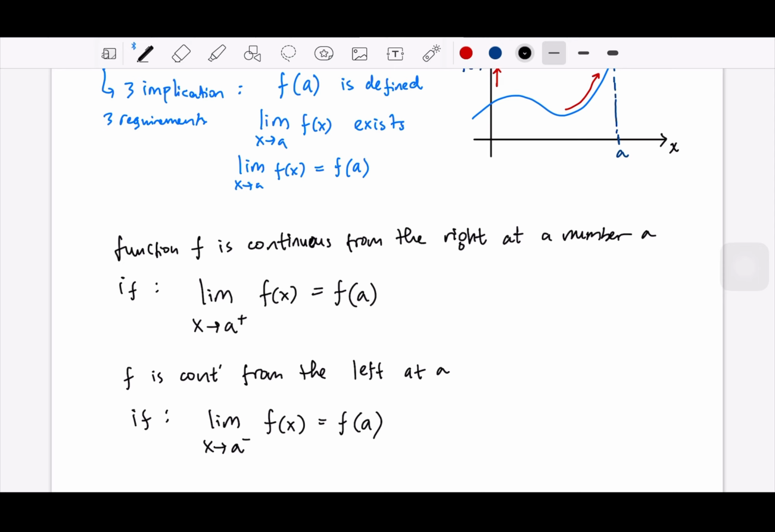And you may know some terms, like removable discontinuity, jump discontinuity, but those terms are not that useful for you, I think. As long as you can define it in the visuals and you know that it's discontinuous, you can state that it is discontinuous, that's okay.